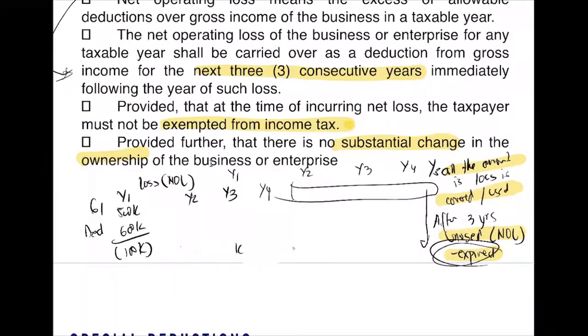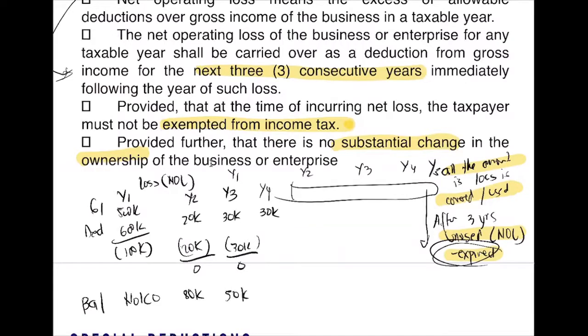Paano kung hindi lahat siya gamit? Okay? So paano naman pag hindi lahat siya gamit? So for example, we have here 20,000 income, 30,000 income, and 30,000 income. So we can apply only up to the extent of the income. How much is the balance of our NOLCO? The balance of NOLCO therefore is 100 versus 20, 80. Pasok pa ba yan sa year 3? Yes, pero up to 30,000 lang. How much is our balance of NOLCO? 80 versus 30, 50. Year 4, pasok pa ba yan? Yes, 30,000 lang. So, magkano pa yung balance ng NOLCO natin?